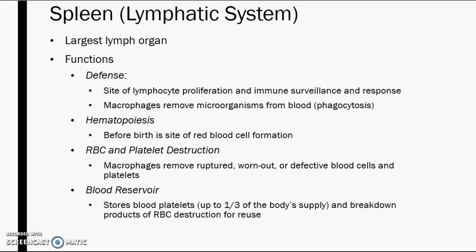As a blood reservoir, the spleen can store up to 1/3 of the body's supply of platelets, and then break down products of red blood cells for reuse. So the body will reuse all but just a few components of a red blood cell to make a new one.